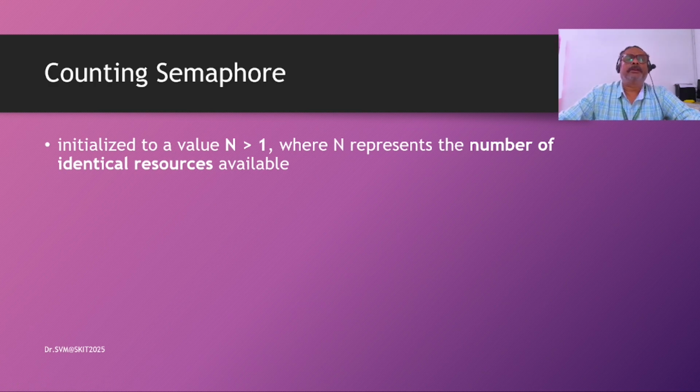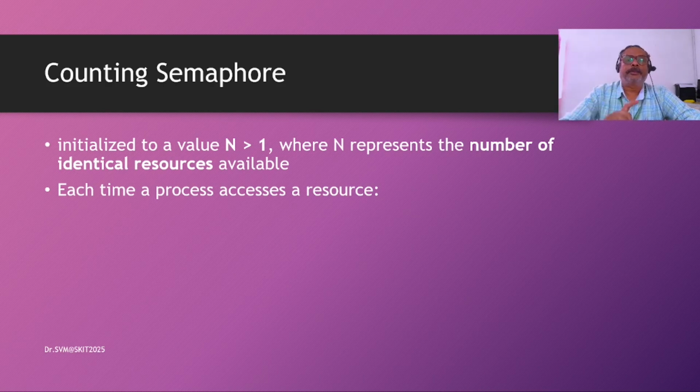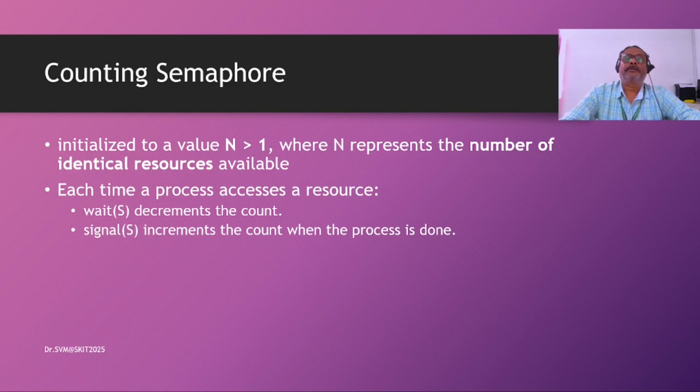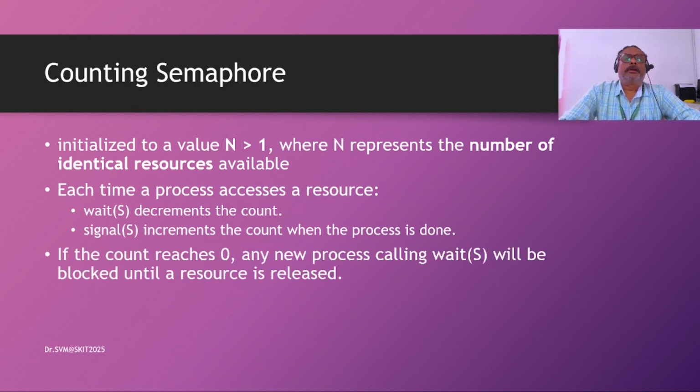Now coming to the counting semaphore, initialized to a value n which is greater than 1, where n is the number of identical resources available. In our previous example, 5 printers were available, so n is equal to 5. Each time a process accesses one resource, a wait is called that decrements this counter. When that process completes the critical section, signal is called, which increments the count. If the count reaches 0, then any new process calling wait will be blocked until the resources are released.